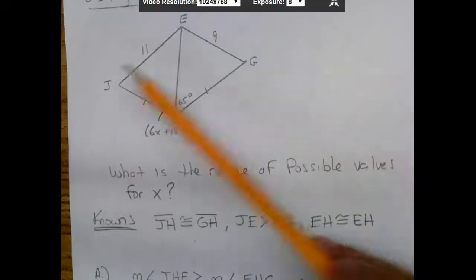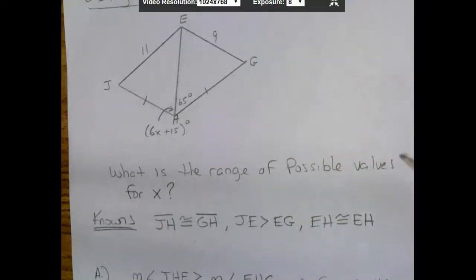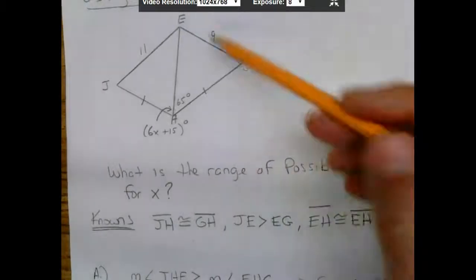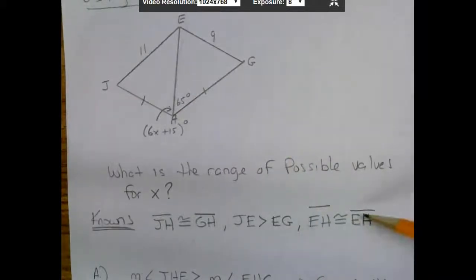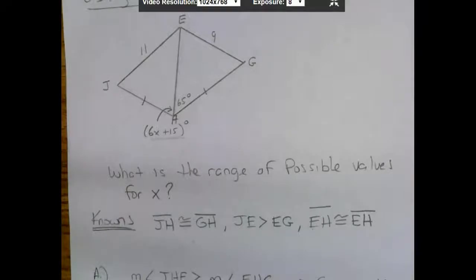We also know JE, this side, is greater than EG. And then we also know that EH and EH, these two lines right here, are the same. So if that is the case, then by using the converse hinge theorem we just learned today, we can figure out the range of the 6x plus 15. We can do that by looking at congruent sides.